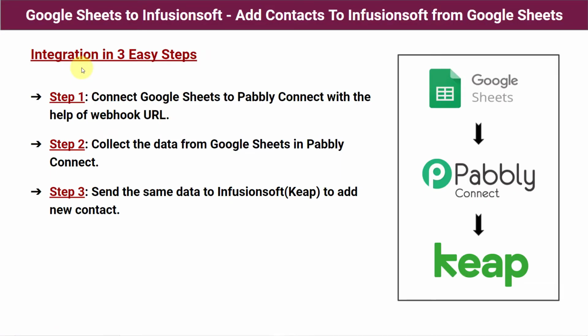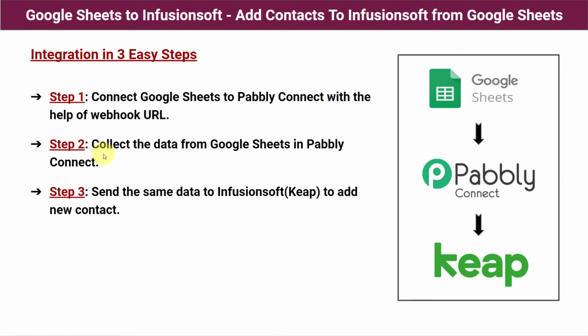Okay guys, before we start with the process, let me tell you 3 easy steps of integration as you can see on my screen. Step number 1 says connect Google Sheets to Pabbly Connect with the help of webhook URL. So what we're going to do first is, we'll log in to our Pabbly Connect account. Then we will integrate our first application, which is Google Sheets, with Pabbly Connect. Why are we integrating Google Sheets with Pabbly Connect? Because we have created a spreadsheet in our Google Sheet account where we want to capture the data of our new lead. So first it is important to integrate Google Sheets.